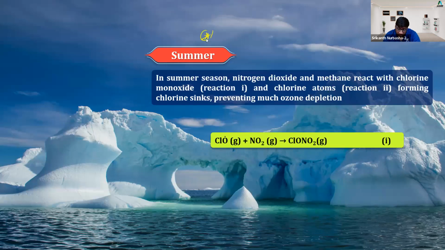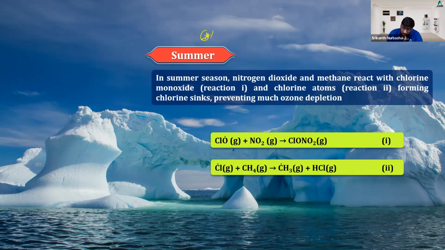hole is actually formed. In the summer season, what is happening is nitrogen dioxide and methane react with the chlorine monoxide. The NO2 reacts with ClO dot, and Cl dot and chlorine atoms, forming chlorine sinks, preventing much ozone depletion. That means whatever ClO dot reacts with NO2, it forms ClNO2, and chlorine free radical will react with CH4 to form CH3 and HCl. So more of chlorine sinks are going to be formed.